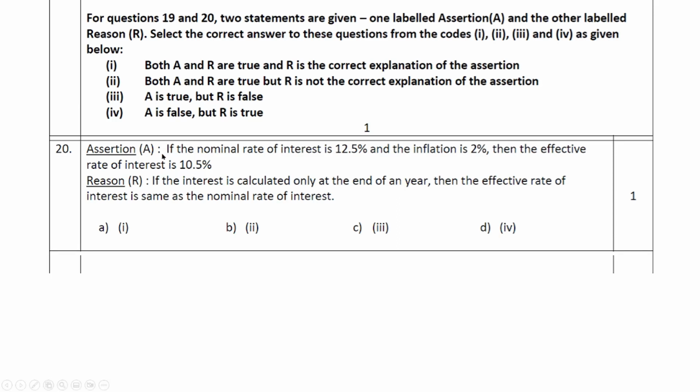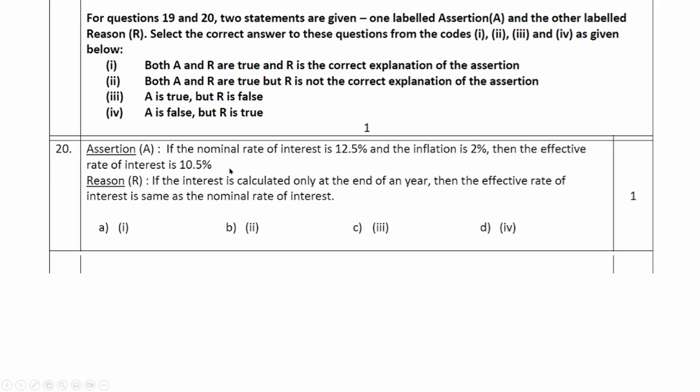Now we have this question which is given in this year's sample question paper, that is the sample question paper for 2022-23 applied mathematics. The assertion is: if the nominal rate of interest is 12.5% and the inflation is 2%, then the effective rate of interest is 10.5%. Reason is: if the interest is calculated only at the end of a year, then the effective rate of interest is the same as the nominal rate of interest. So we will see one by one.